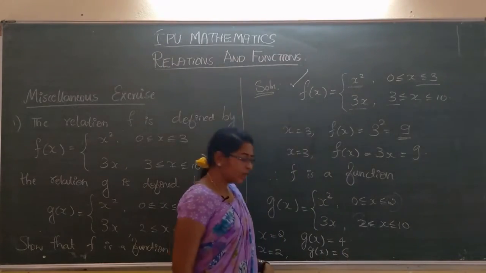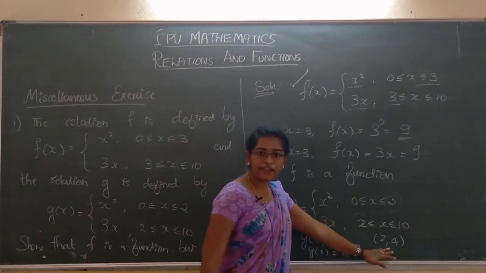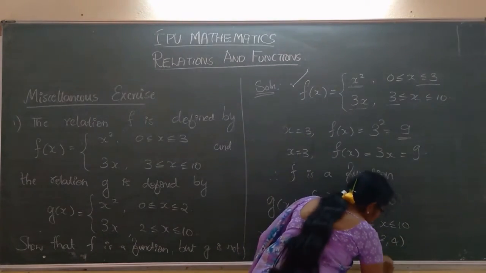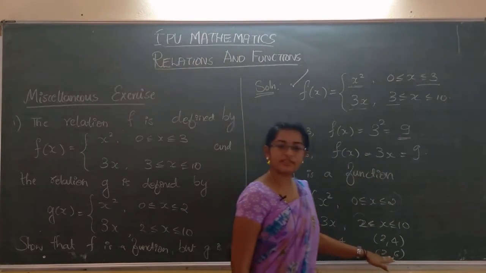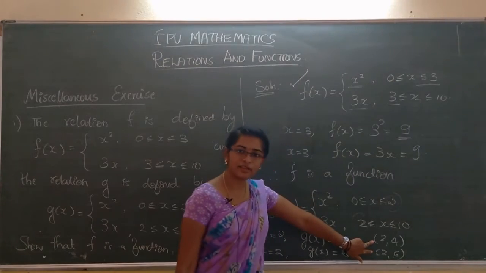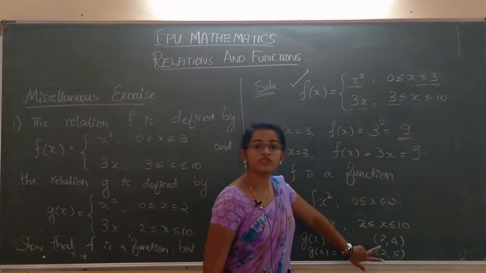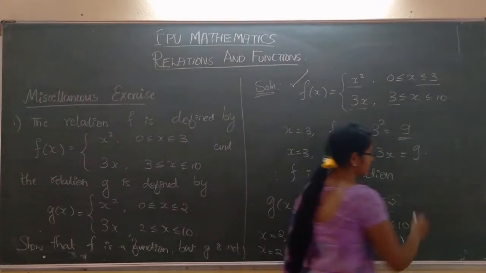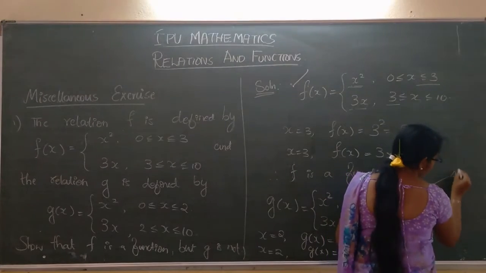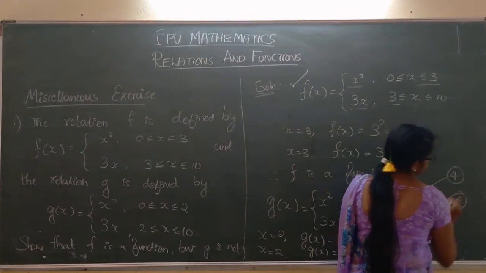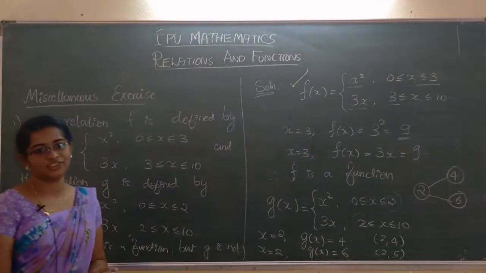So what do I get here? I'll get (2, 4) as an ordered pair for g and (2, 6) is also an ordered pair. Okay, look at this. These are two distinct ordered pairs, and we have the same first element for these two, that is, the single element 2 is mapped to 4 as well as 6. So we get that g is not a function.